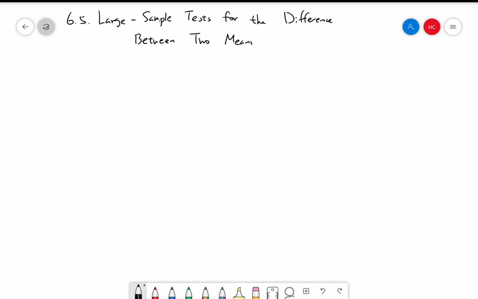Alright, so this is on section 6.5, which is on large sample tests for the difference between two means. So let's first begin by recalling, according to the central limit theorem, that x bar has the normal distribution with mean mu x and variance sigma x squared over nx. The same thing goes for y.